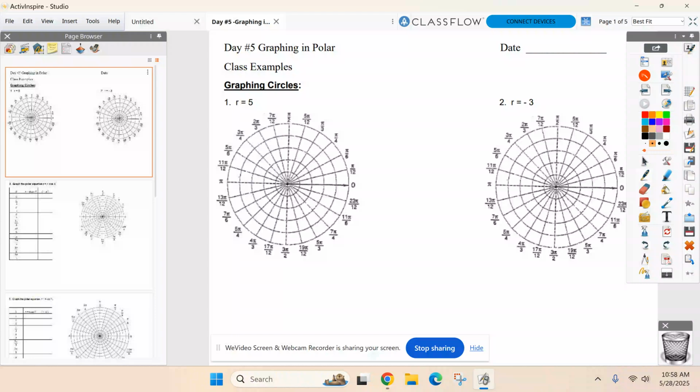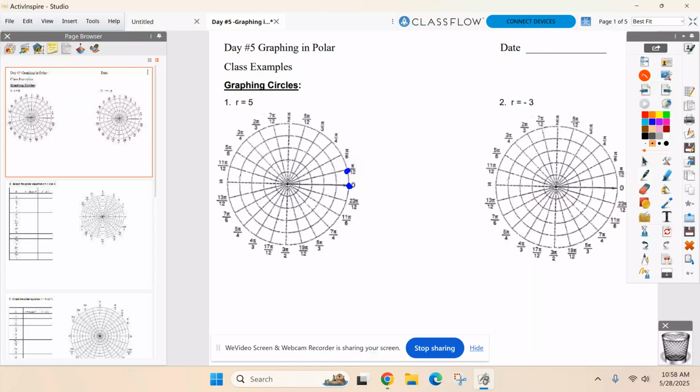So you want to start at 0? All right, you go 5 away. 1, 2, 3, 4, 5. There's your point. Pick another angle. Pi over 6. It's still 5. Everywhere you go on this graph is 5 units. No matter what the angle is, it's 5 units.